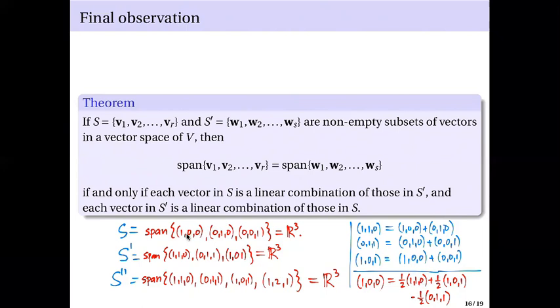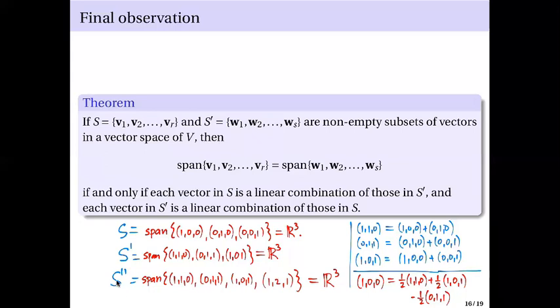This element here can be written as a linear combination of the three elements here. Same is true with this guy. You can write it as a linear combination of these three elements. And this guy, a linear combination of these three elements. Okay? So since we can do that, okay, then they have the same span. Span of this equals span of this. In fact, yes, R3, R3. Okay?